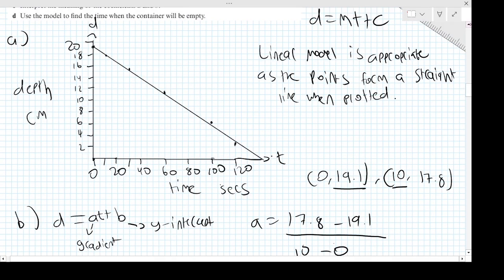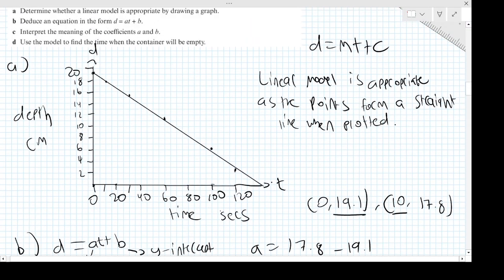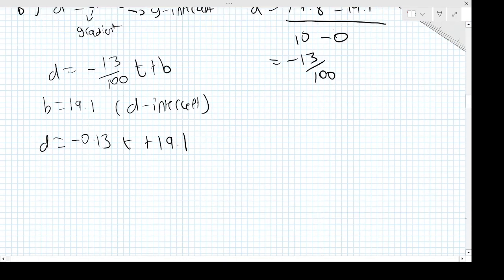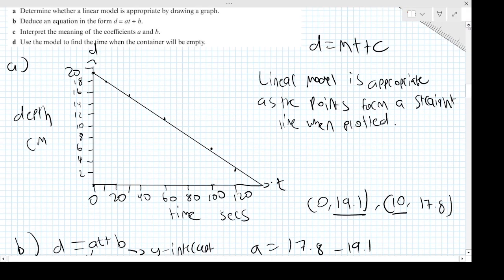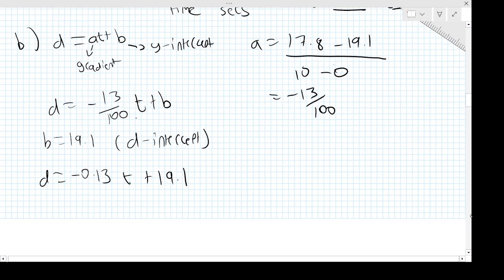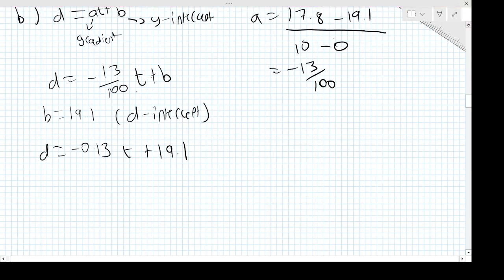Then part C says interpret the meaning of the coefficients A and B. Well, again, A and B are the gradient. A's the gradient. Oh, let's go up here. As we discussed. A up here.